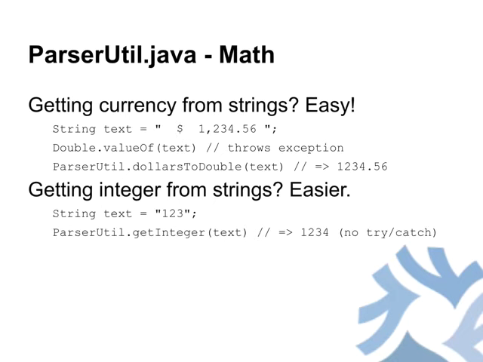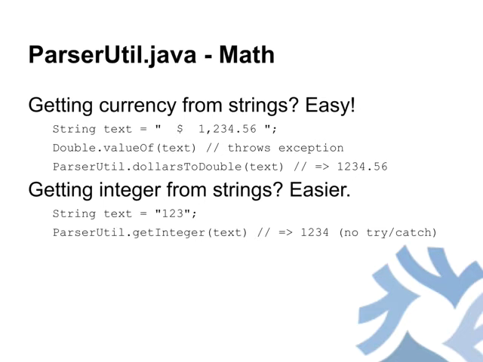Another big thing that you'll be doing in receipt parsing is using math. Specifically, getting dollar amounts from receipts. We've developed a lot of different tools to handle currency and to handle math easier in Java. One of those is the ParserUtil method $to_double.